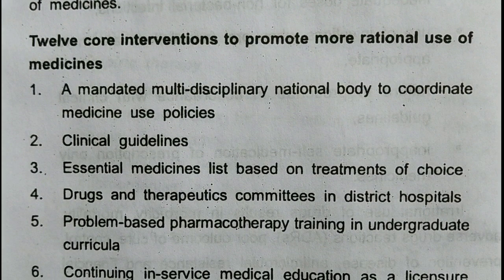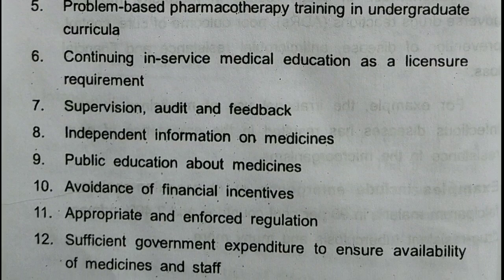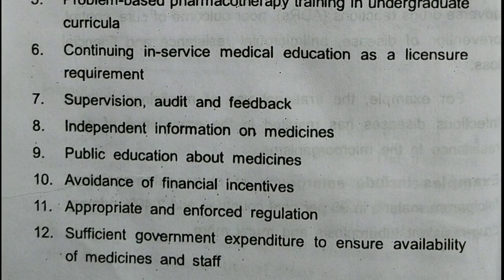The core interventions to promote more rational use of medicines: a mandated multidisciplinary national body to coordinate medicine use policy; clinical guidelines; essential medicines list based on treatment of choice; drugs and therapeutic committees in district hospitals; problem-based pharmacotherapy training in undergraduate curricula; continuing in-service medical education as a licensure requirement; supervision, audit and feedback; independent information on medicines; public education about medicines; avoidance of financial incentives; appropriate and enforced regulation; and sufficient government expenditure to ensure availability of medicines and staff.